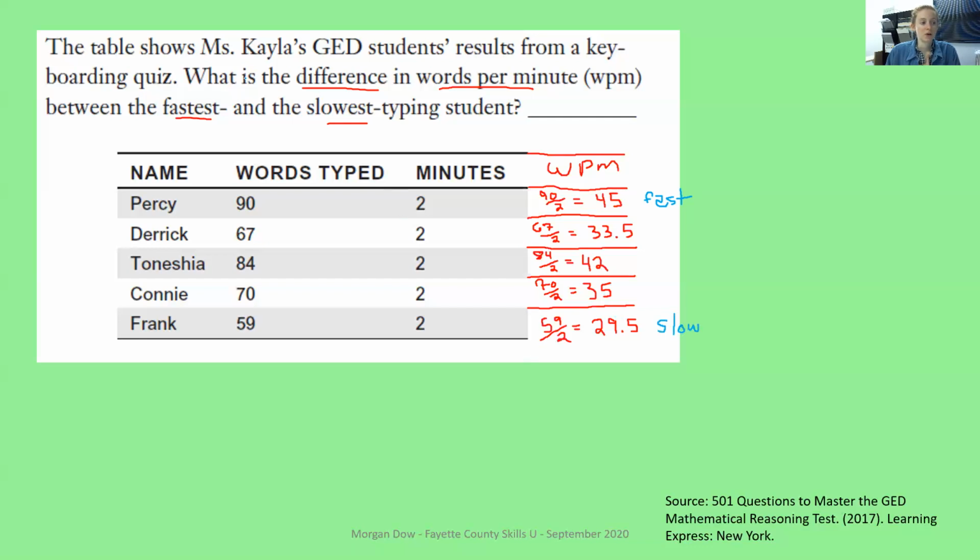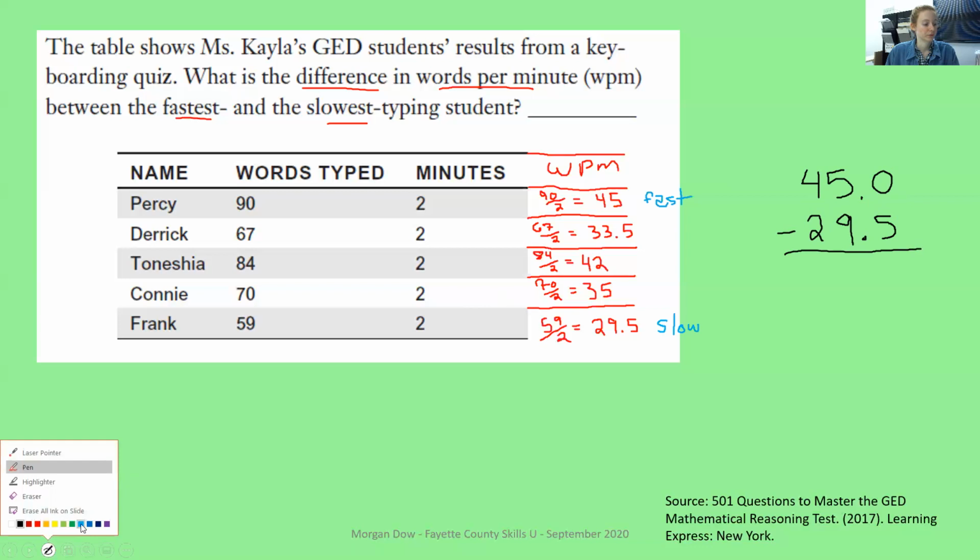So finally, we want to answer that question, what's the difference between the fastest and the slowest? So now, how do we find the difference between two things? Difference means subtract. So I'm going to take the fastest speed, 45 words per minute, and I'm going to subtract the slowest speed. I'm going to line up these numbers. I'm going to add in a decimal point up here and a 0 just to make it a little clearer for myself.